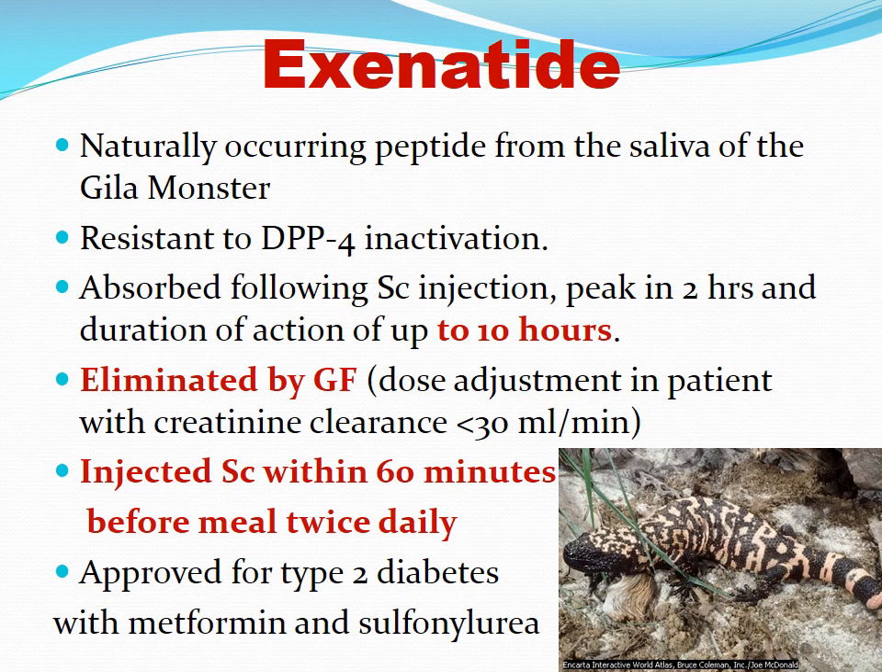Exenatide is a naturally occurring peptide derived from the saliva of the Gila monster, as shown in the picture. It's resistant to inactivation by the dipeptidyl peptidase enzyme, and is absorbed following subcutaneous injection, with a duration of action of about 10 hours. Eliminated mainly by glomerular filtration, so dose adjustments should be done in a patient with creatinine clearance less than 30 ml per minute.